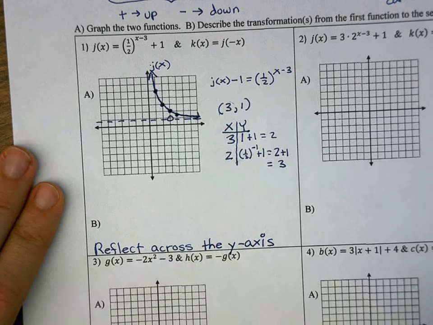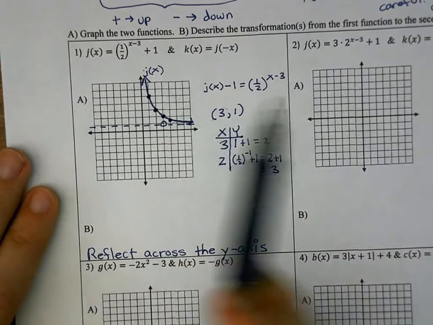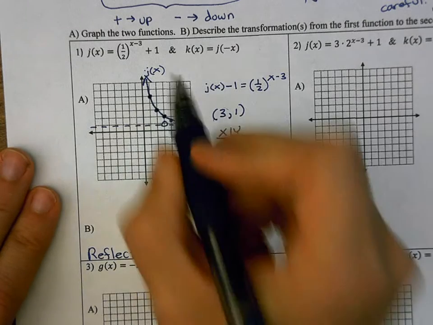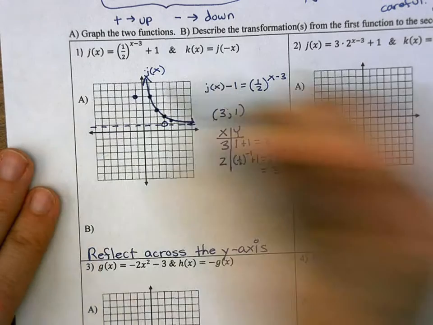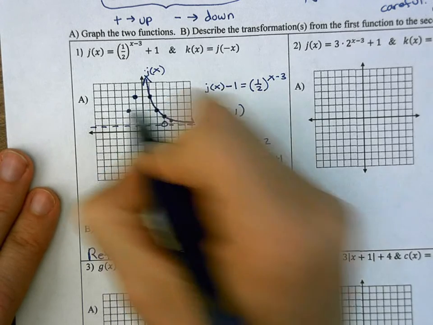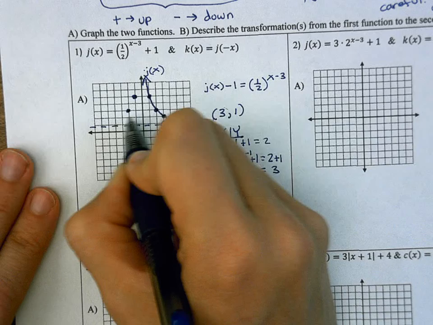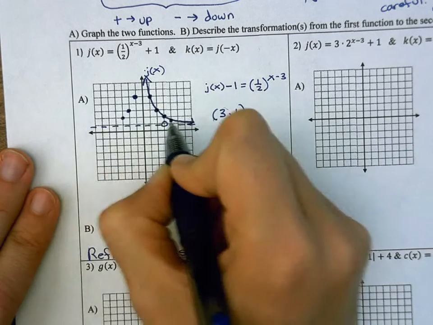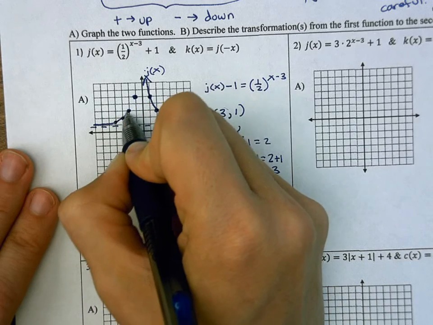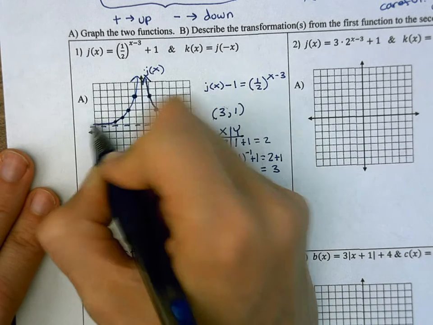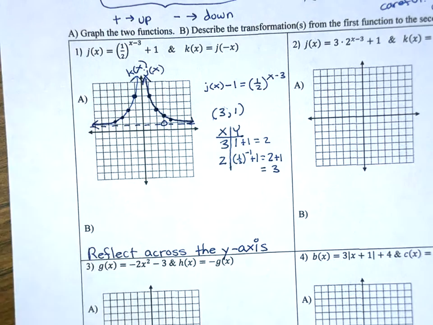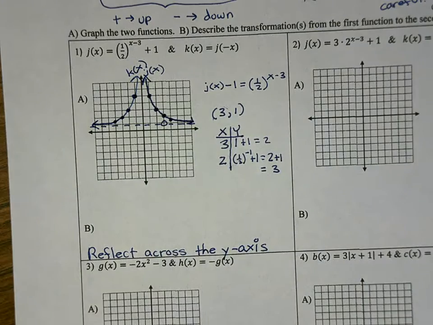Okay? And so then let's go ahead and do that, reflecting across the y-axis. So this point here is 1 away, so we're going to go 1 away on the other side, right? Here we are 2 away, so 2 away on the other side. 3 away, so 3 away on the other side. And so on and so forth. And you can get your reflected exponential, that is k of x. Okay.